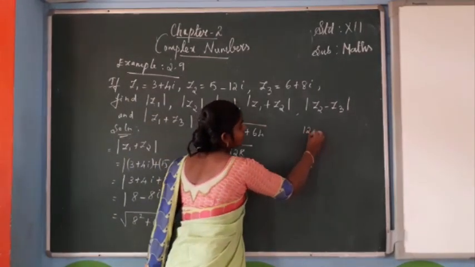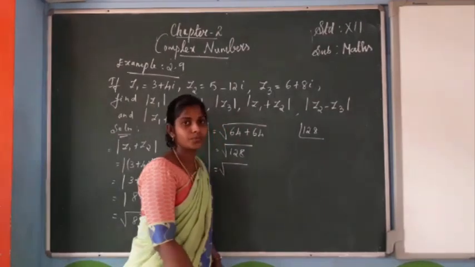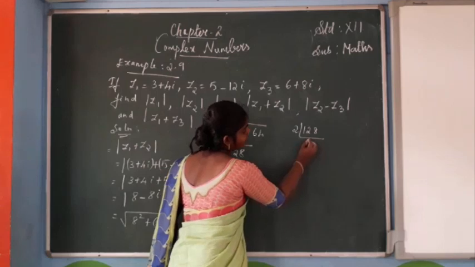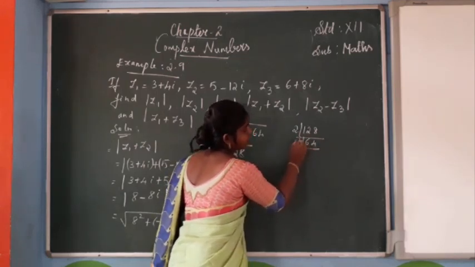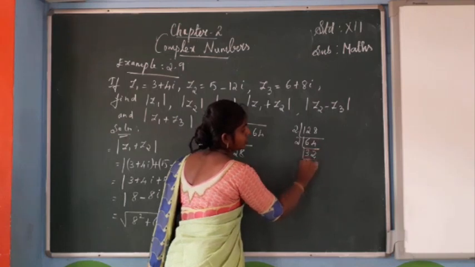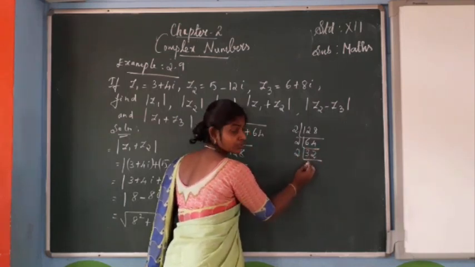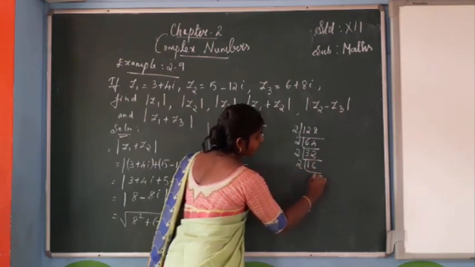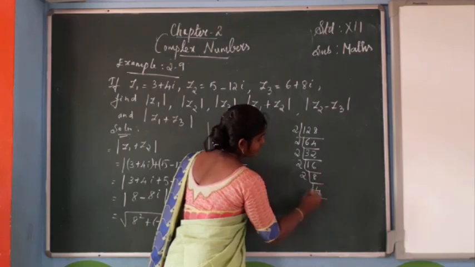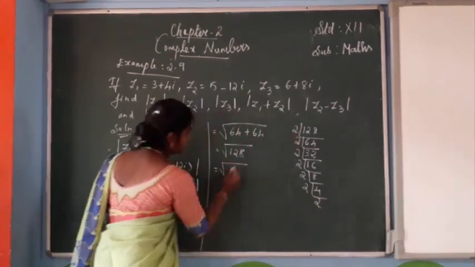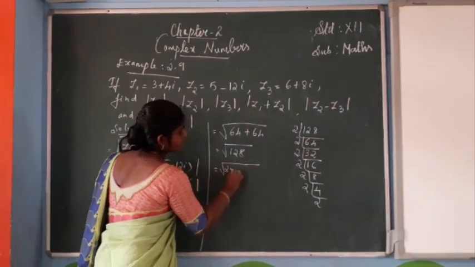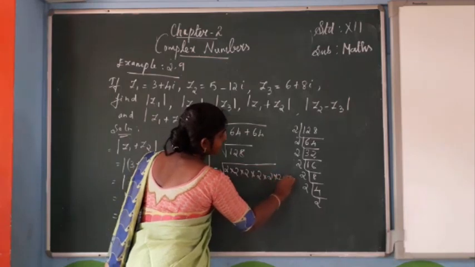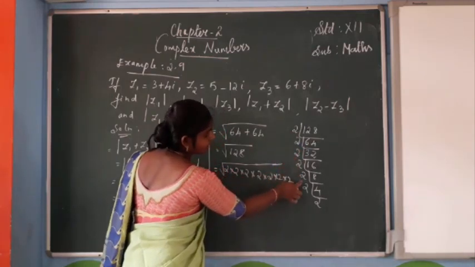That's equal to root of 128. For finding the root value of 128, we have to take the LCM. So 2 into 128, 64, 2 into 64, 32, 2, 16, 2, 8, 2, 4, 2, 2. This is the LCM value you can write here. So 2 into 2 into 2 into 2 into 2 into 2 into 2, that is 7 twos.